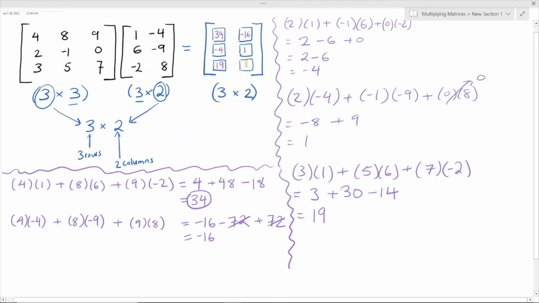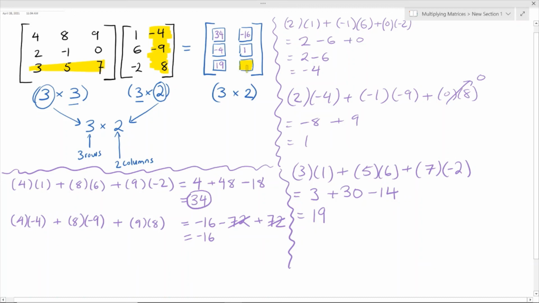So now we need to find this last entry. To find this last entry, we need to recognize that this entry is in the third row, so the third row of the first matrix, and it's in the second column, so we need to find the second column in the other matrix. Second column right here, okay?